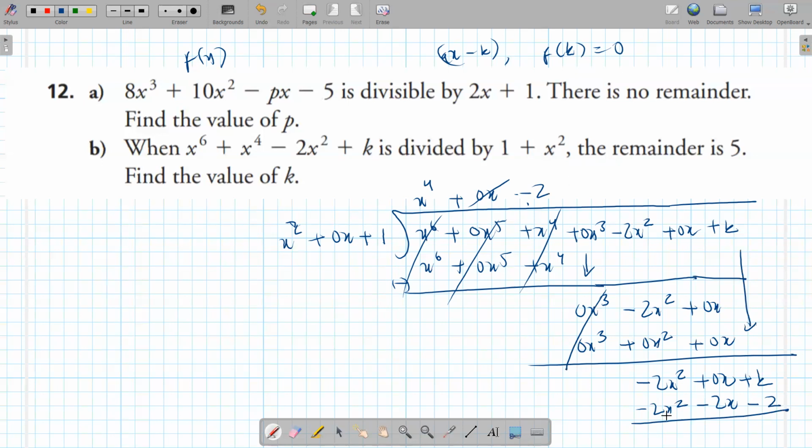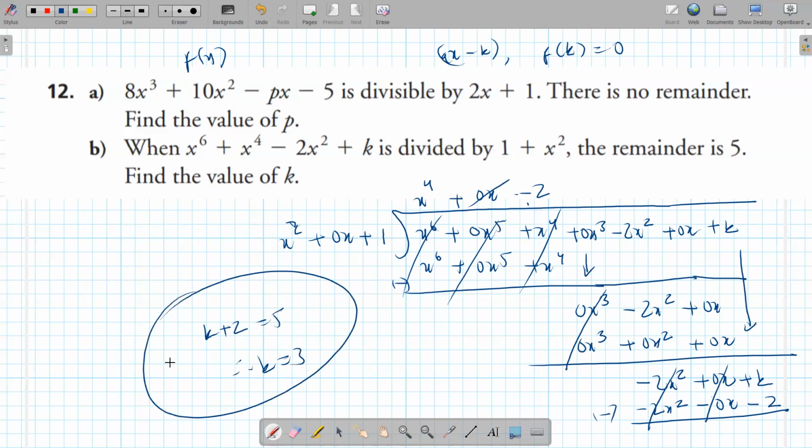But is it the 0x times -2? It wouldn't be 0x? That's right. Yes, that's actually right. So that would be minus 0x. Yeah, you're right. Minus 0x and then plus 1 times minus 2 is minus 2. Yeah, there we go. So when you subtract them, this cancels out, yeah? This becomes k plus 2. So your remainder is k plus 2, and we know that is equal to 5. So therefore, k is 3.